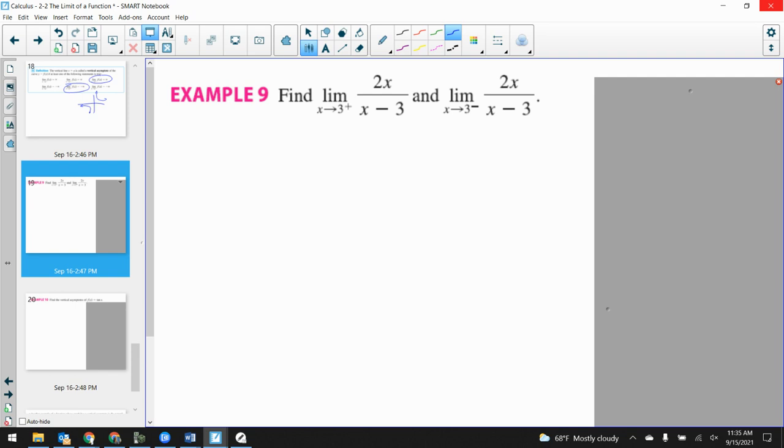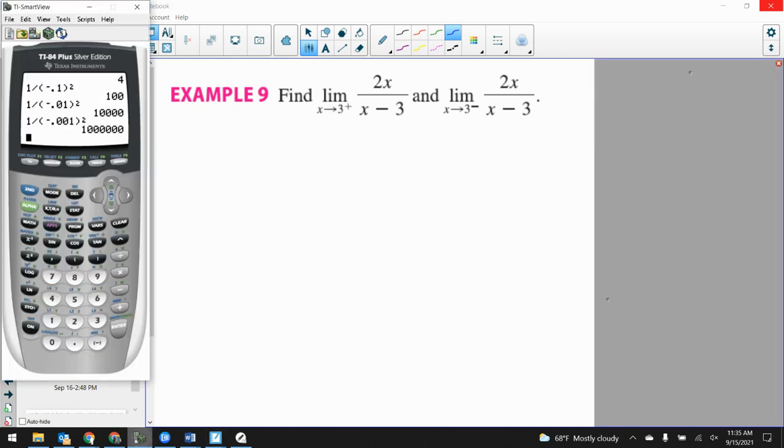Am I just going to look at the graph? Yeah, I was just going to look at the graph. So let's take a look at the graph. Let me get my stats out of there. Let me turn my plot off. And let's say 2x divided by x minus 3. Zoom 6.